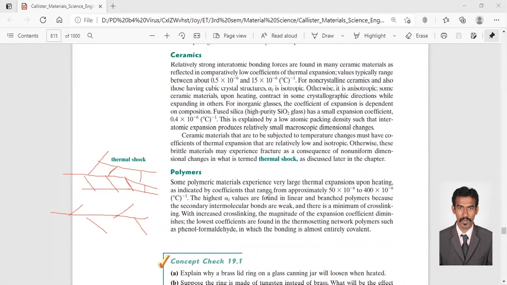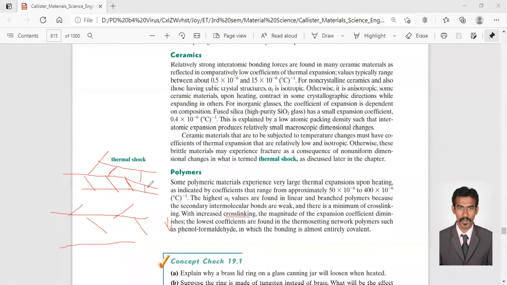High alpha L values are found in the linear and branched polymers, right? With increase of cross-linking, the magnitude of the expansion coefficient diminishes, right? Diminishes means reduce. So when these chain bonds increase, the thermal expansion will decrease, right?